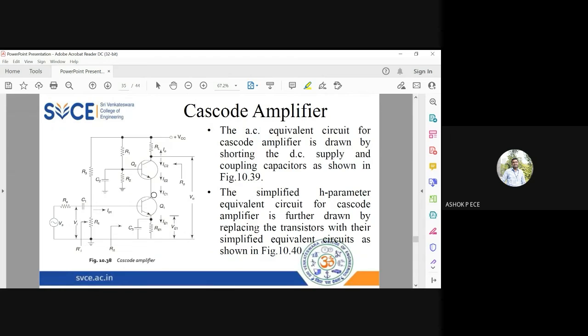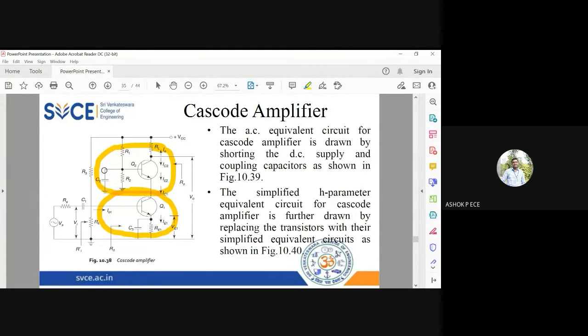This is the diagram of the cascode amplifier you see. So this portion is common emitter, and this portion is common base. How did I say this portion is common emitter, this portion is common base?